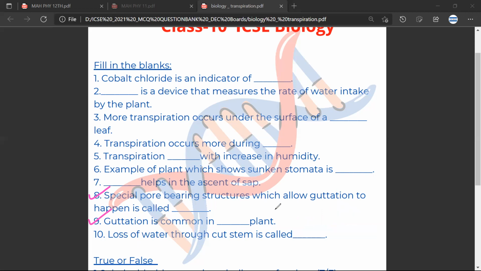Question number 9. Guttation is common in, again in the same section you'll see that the example which is given is banana and strawberry. These are the common examples that are easy to remember for guttation. Yeah. Okay. Next, loss of water through cut stem is called bleeding. Again, this section is close to that guttation and the bleeding section in the chapter.